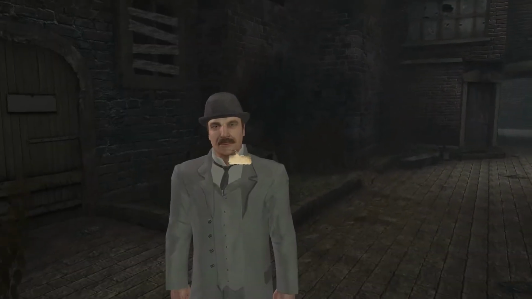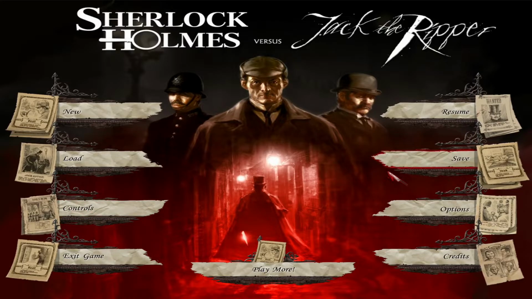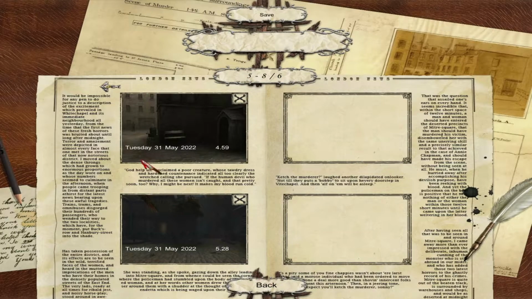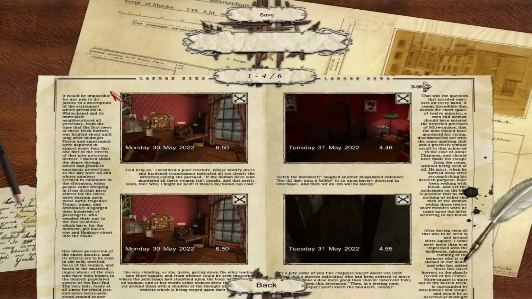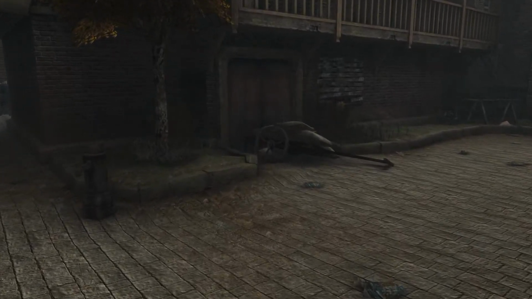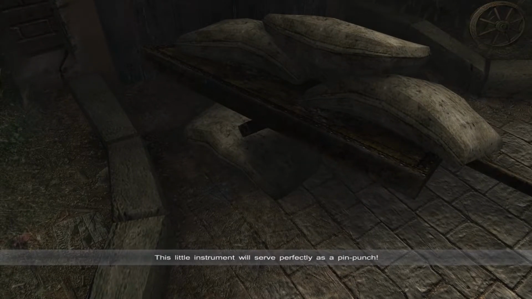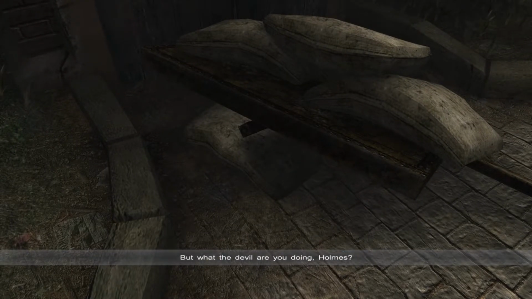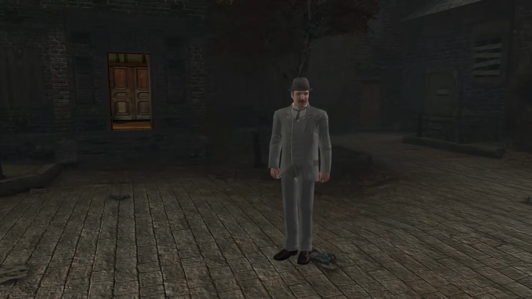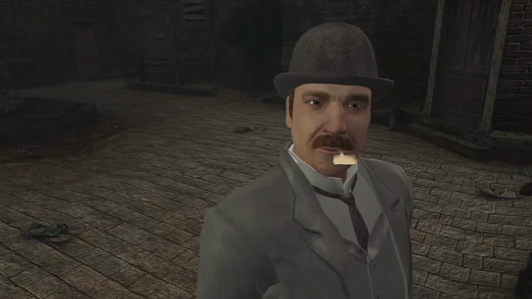Now we are going to remove that pin, and then we can go upstairs, and obviously there will be something which needs carrying, and we need that stretcher. Elementary. Anyways, this little instrument will serve perfectly as a pin punch. But what the devil are you doing, Holmes? Fixing a cart, Watson. It's elementary.